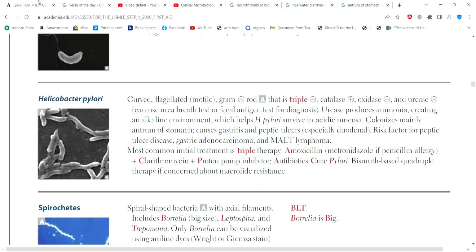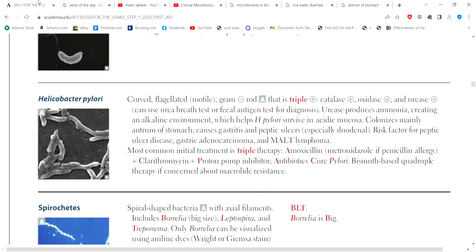H. pylori causes gastritis and peptic ulcers, especially duodenal ulcers. It is a risk factor for peptic ulcer disease, gastric adenocarcinoma, and MALT lymphoma. So H. pylori can lead to gastric adenocarcinoma. The most common initial treatment is triple therapy, which is amoxicillin, clarithromycin, and a proton pump inhibitor. Now, if the patient is allergic to penicillin, you give metronidazole, clarithromycin, and a proton pump inhibitor.